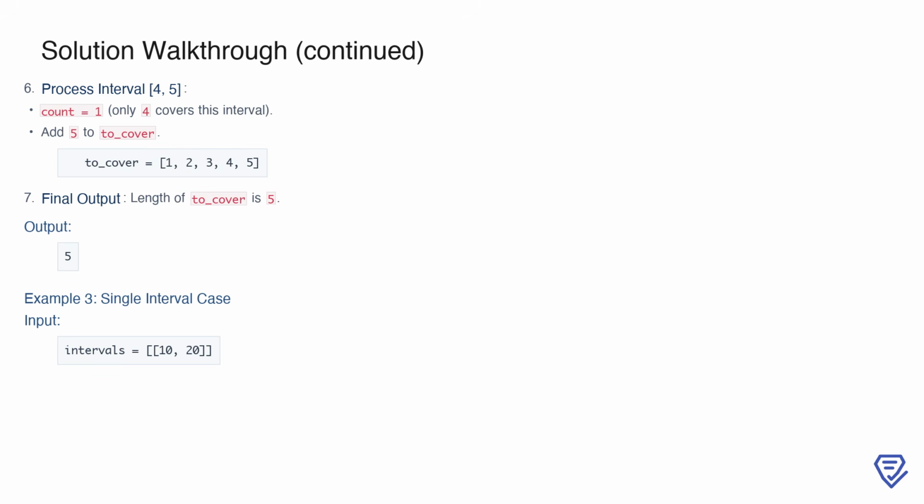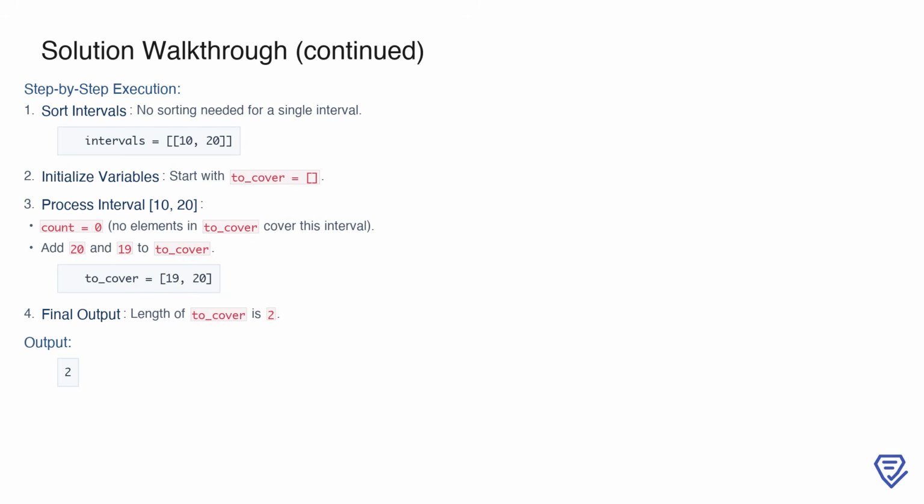Lastly, let's look at a simple case with just one interval, 10, 20. In this single interval example, no sorting is needed since there's only one interval. We initialize to_cover as an empty list. For the interval 10, 20, no elements in to_cover cover it, so the count is 0.